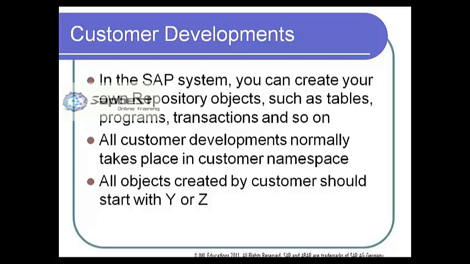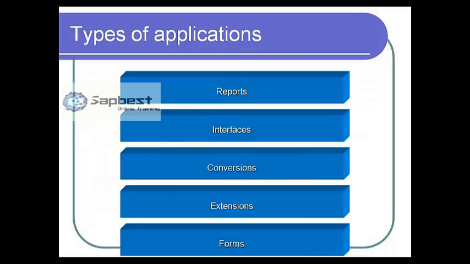Then customer developments. In the SAP system, you can create your own repository objects such as tables, programs, transactions. You can create pretty much everything that you want in the SAP system. All customer developments normally take place in customer namespace. The only restriction is the program name or whatever you're creating should start with either Z or Y. So all objects created by customers should start with Y or Z. So that's your customization. So these are the different ways in which we customize the standard SAP software. So any questions so far on this customizing?